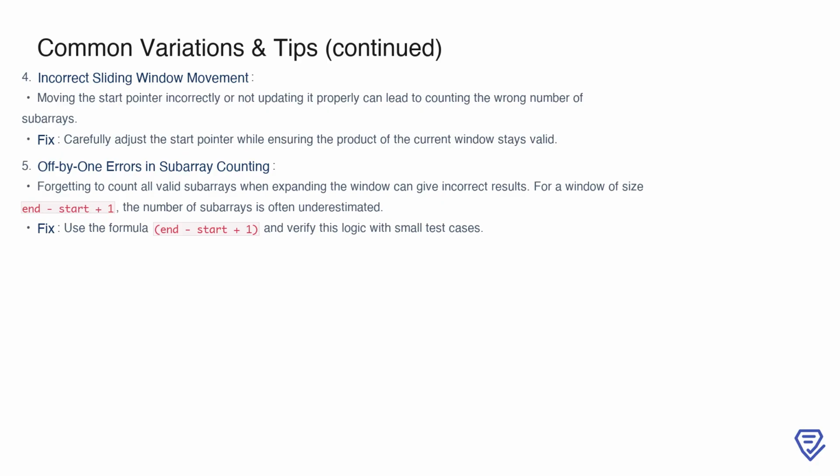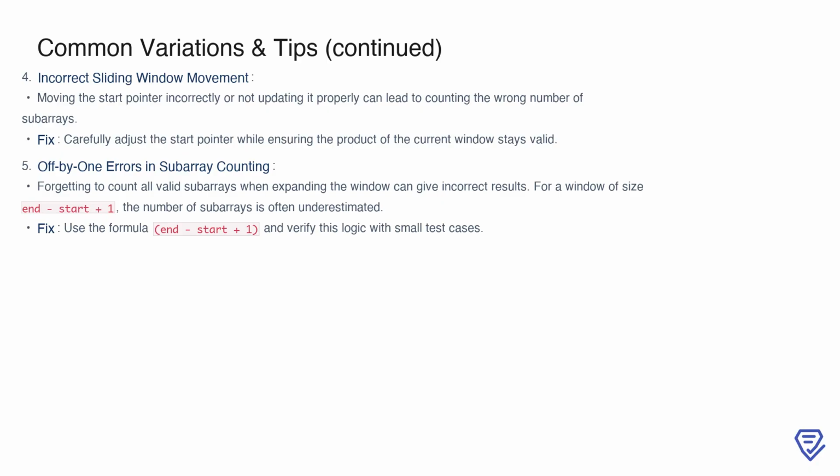Another challenge arises with the sliding window technique, where incorrect movement of the start pointer can lead to errors. For instance, failing to properly adjust the start pointer to maintain a valid product can result in counting incorrect subarrays. It's essential to carefully manage the window so that the product remains valid throughout the process.